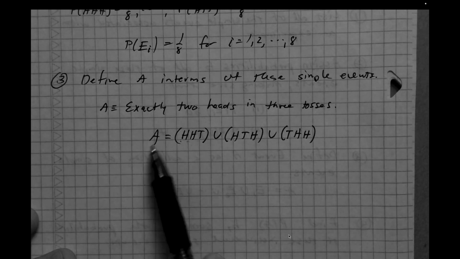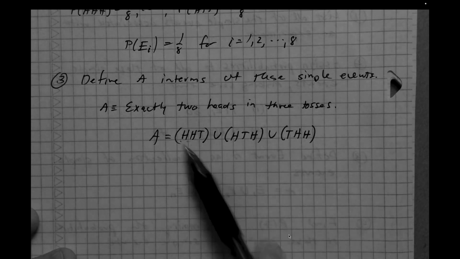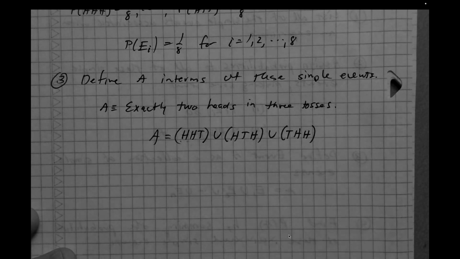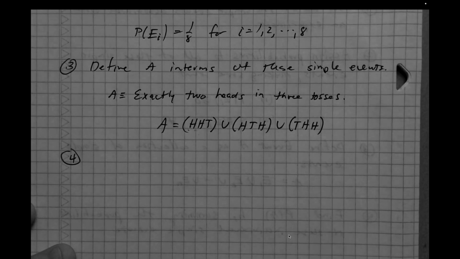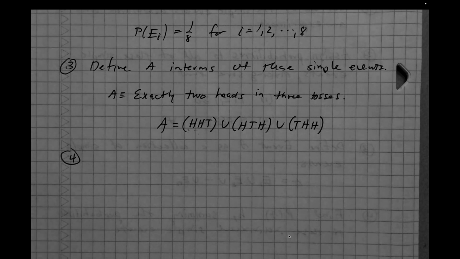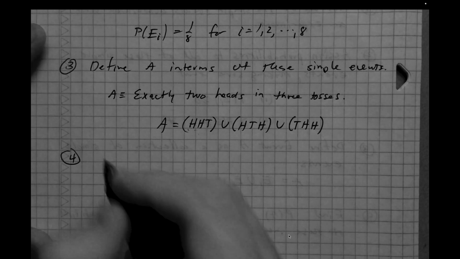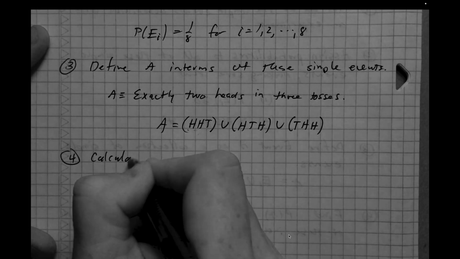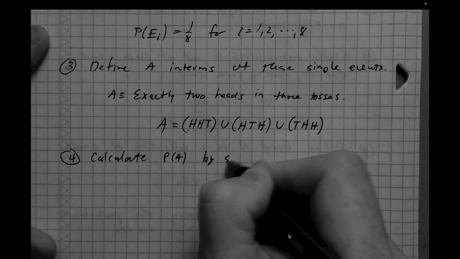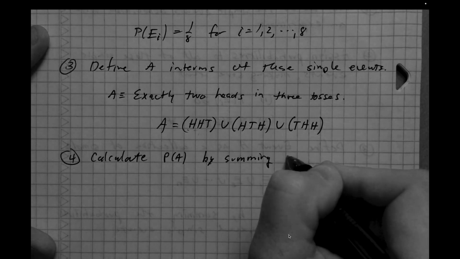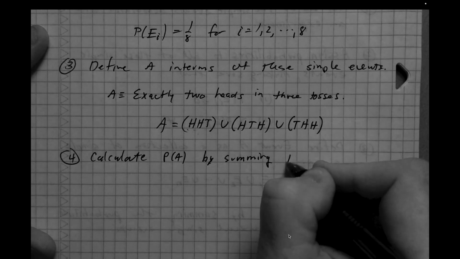Okay, so we've defined A in terms of the simple events. It is equal to the union of these 3 simple events. And then step 4 is to calculate the probability of A by summing the probability of its simple events. So calculate the probability of A by summing the probability of its simple events.